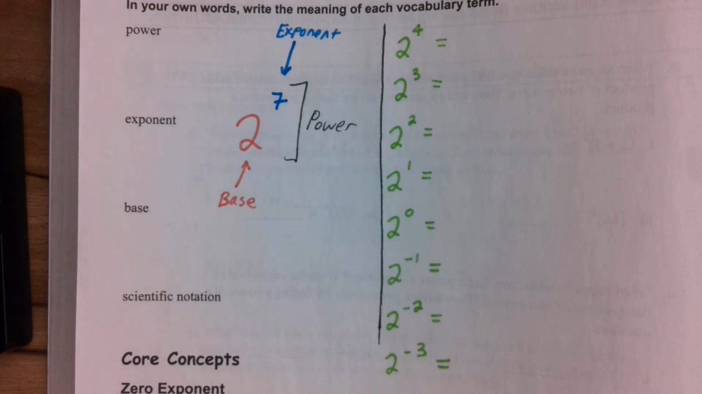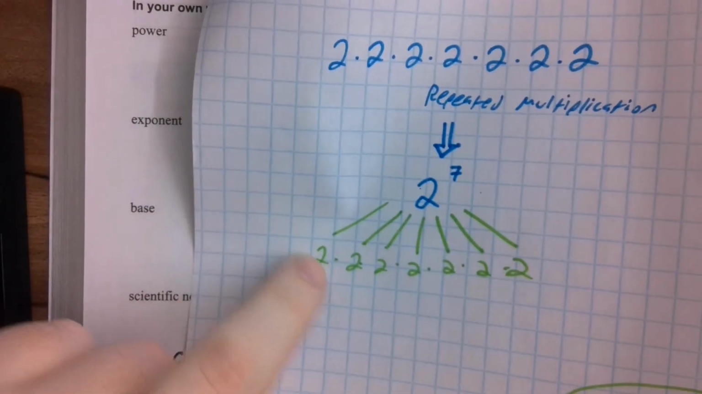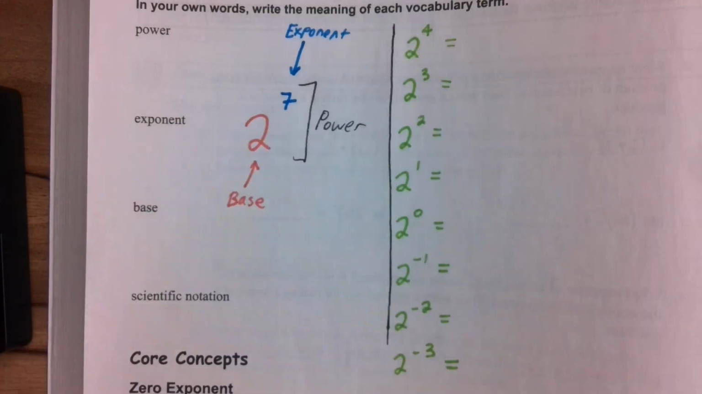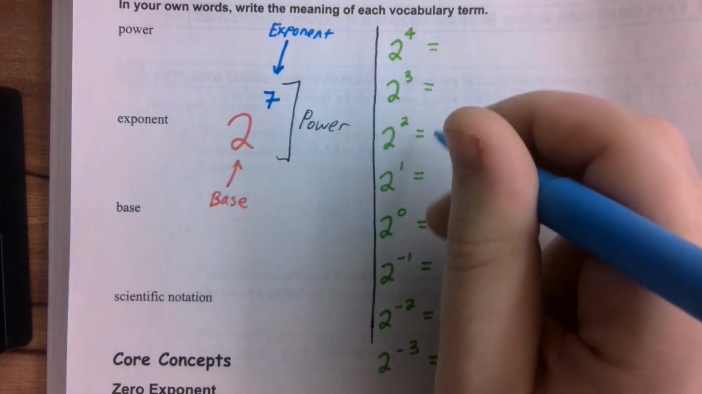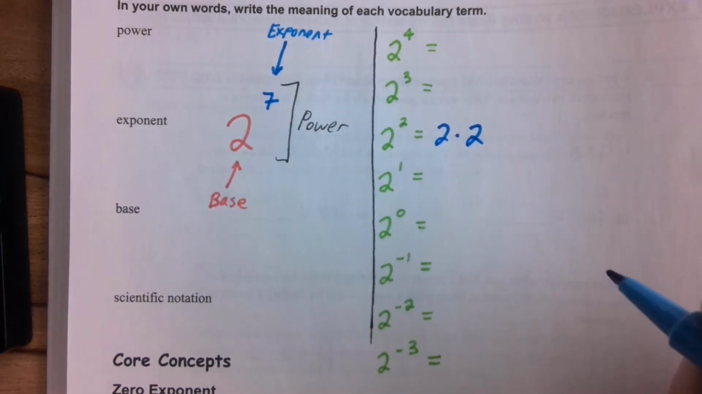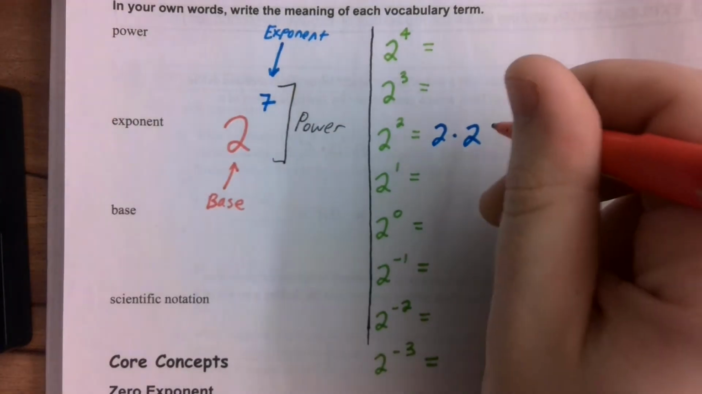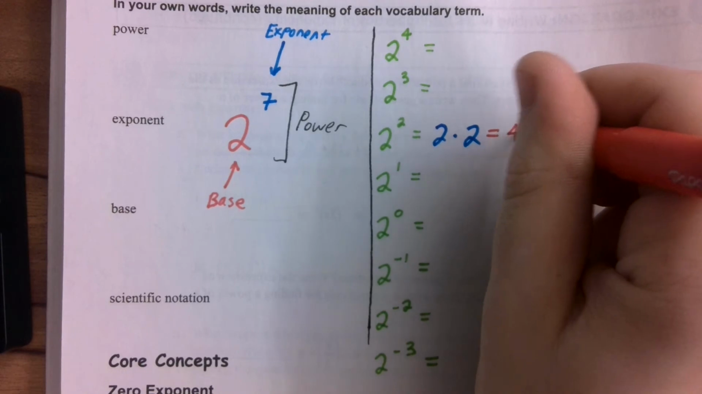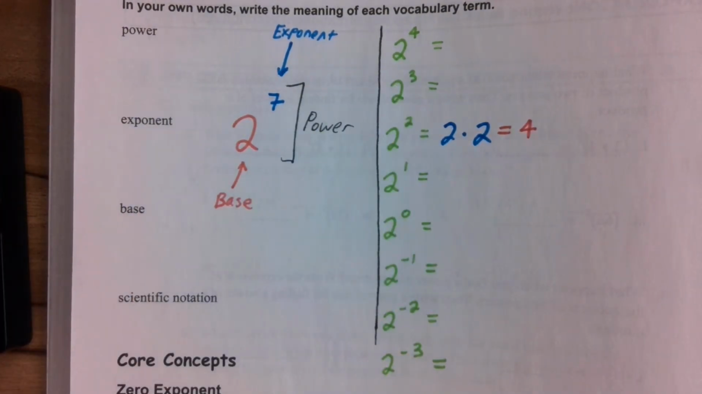Let's start off by taking a look and seeing if we can translate some of these exponents into multiplication. Just like how we wrote out 2 to the 7th power as 7 2's being multiplied together, we could write, for instance, 2 to the 2nd power as 2 2's being multiplied together, right? Well, we know that 2 times 2 equals 4. What about 2 to the 3rd power?